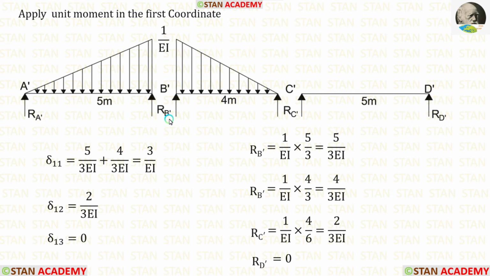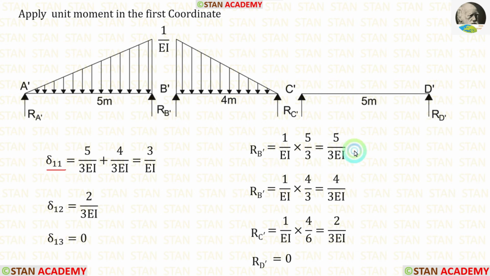Now let us calculate RB dash in the beam B dash C dash. Here also the formula is WL upon 3. Using the formula, we can calculate RB dash. Then let us calculate RC dash. The formula is WL upon 6. Using that, we are getting 2 upon 3 EI. RD dash will be 0 because there is no loading in the beam C dash D dash.